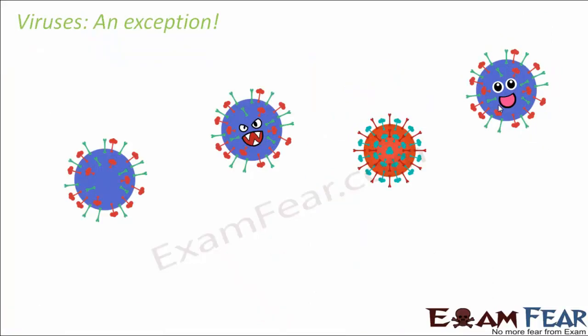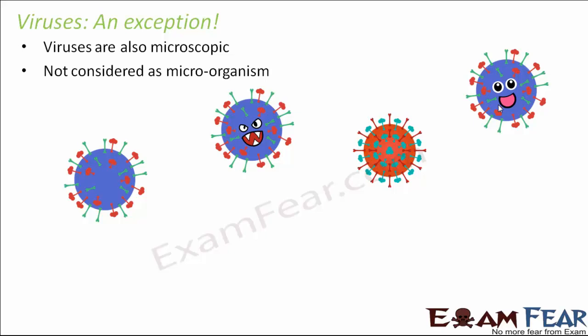So now let us talk about the exception, that is, the viruses. When we talk about microorganisms, we are basically talking about extremely small organisms, and the discussion would remain incomplete if we left out viruses. So let us talk about why viruses are an exception. Viruses are also microscopic, and that is why we are talking about them here. Otherwise, we would not have discussed viruses at all. However, they are not considered microorganisms. Why? Because a microorganism is something microscopic, extremely small, and at the same time a living organism. But viruses do not behave like normal living organisms.